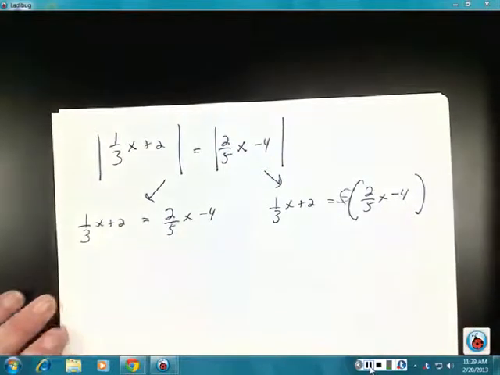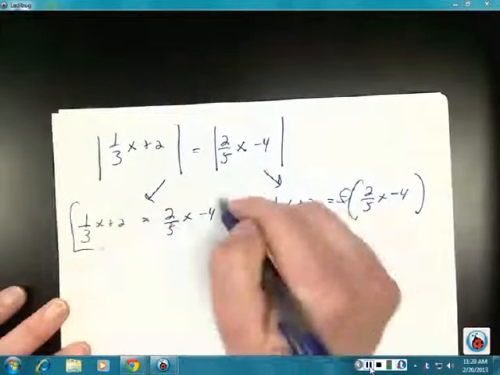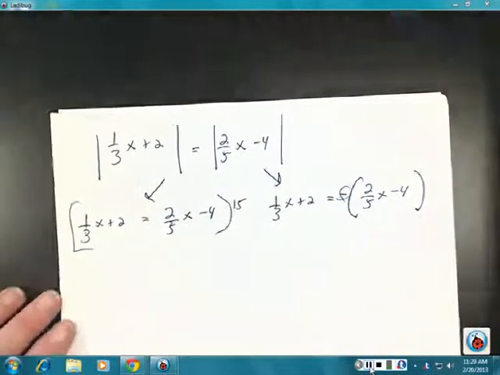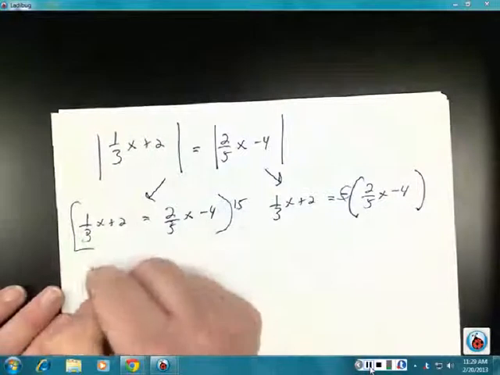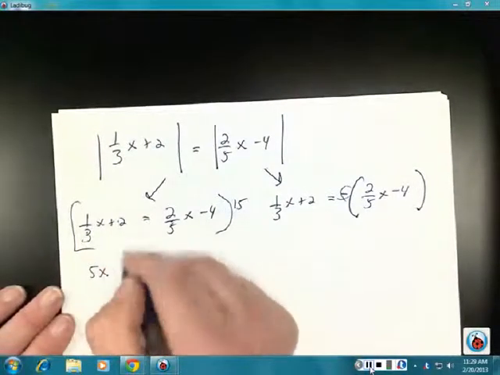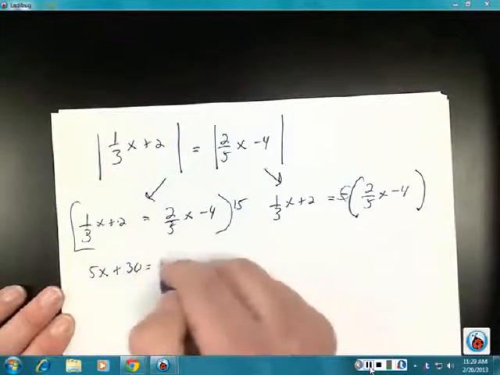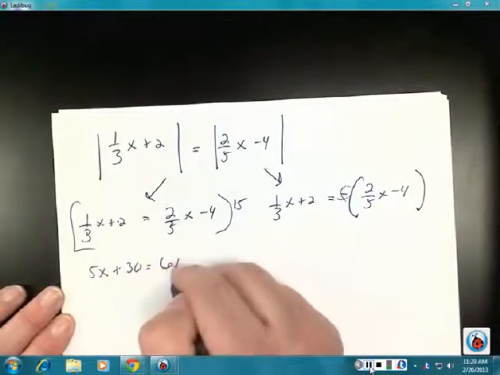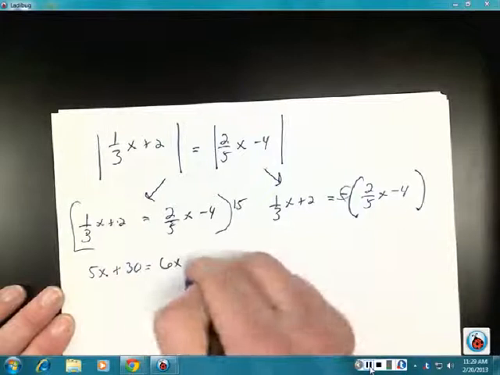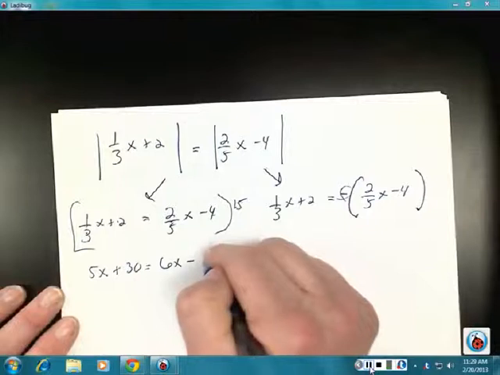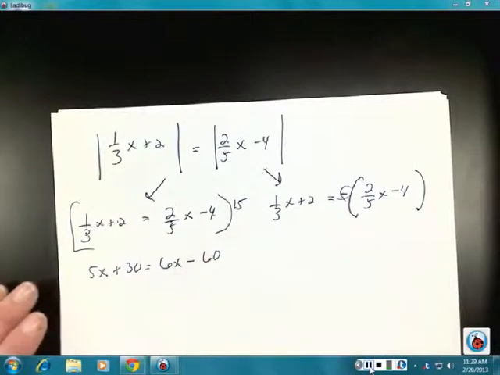Okay. So, what do I have to multiply by? 15. Yep. 3 gives us 15, 5. 5 times 1 is 5x. 15 times 2 is 30. 5 gives us 15, 3. 3 times 2x is 6x. And 4 times 15 is going to give me, what, 60? Yep.